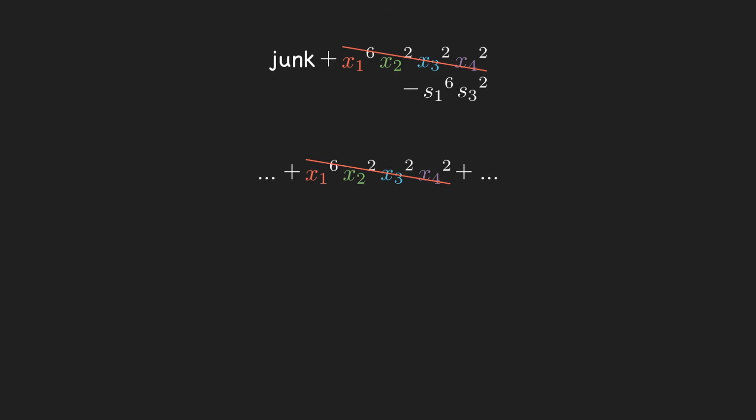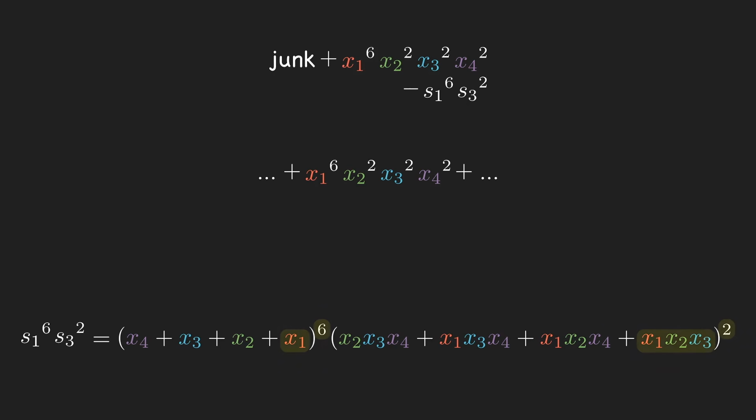But there's an issue with this approach. We're trying to simplify, but the expansion of s1 to the 6th times s3 squared contains many complicated terms other than the one we're trying to get at. The main issue is that it introduces terms with multi-degree larger than 6222. For instance, the term x1 to the 8th times x2 squared times x3 squared shows up in the expansion, which has a multi-degree of 8220.